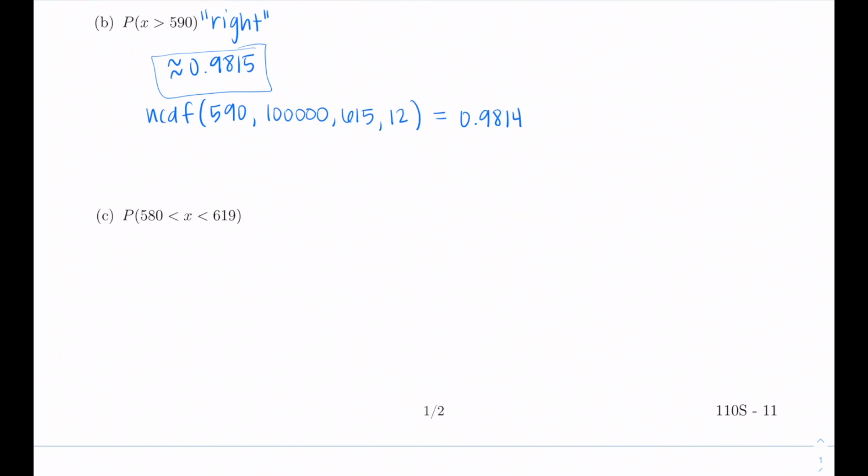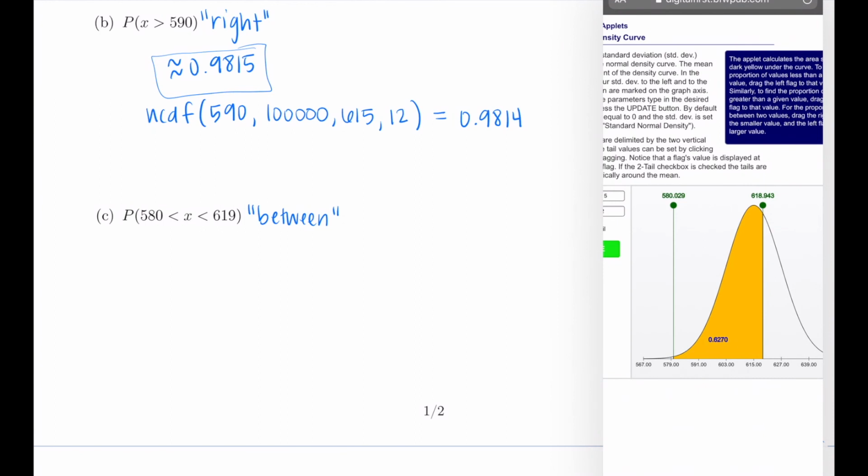For part C, we're going to be finding the probability that a randomly selected x value from this distribution is between 580 and 619. I have that ready to go in the applet. If you look, I'm a little over 580 and I'm a little under 619. So hopefully it evens out to the exact probability, but we'll see. I'm still going to put approximately because I don't have those exact values. This probability is approximately equal to 0.6270.